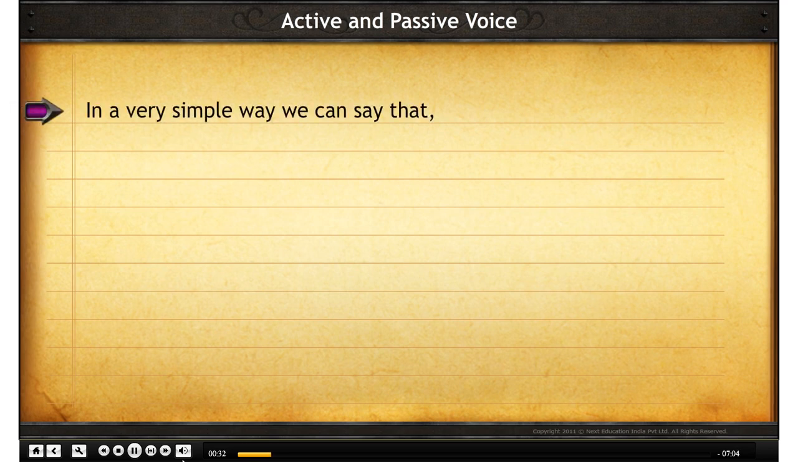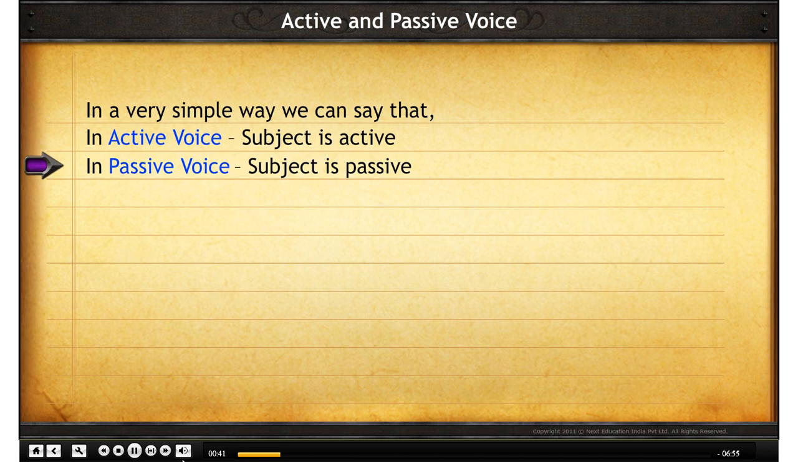In a very simple way, we can say that active voice is that voice in which the subject is active, and passive voice is that in which the subject is passive.